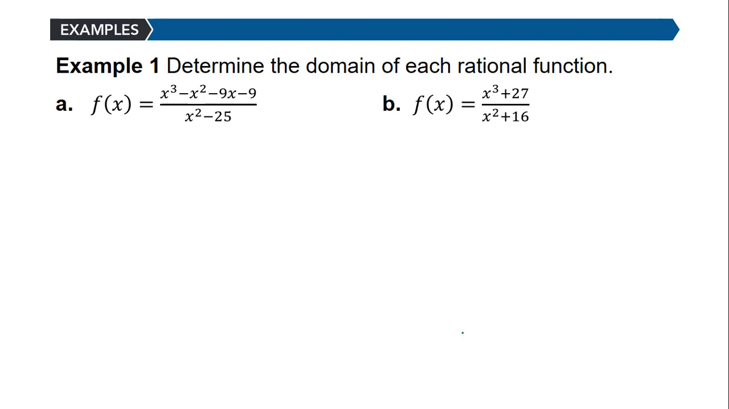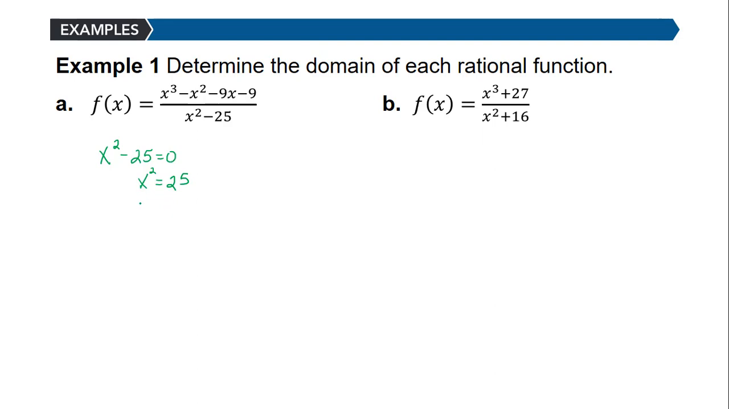So in this example, we want to determine the domain of each rational function. And in example A, we have f of x equals x cubed minus x squared minus 9x minus 9, all divided by x squared minus 25. And so the domain excludes where the denominator, x squared minus 25, is equal to 0. And we can solve that by the square root property. We get x squared is equal to 25 when we add 25 to each side.